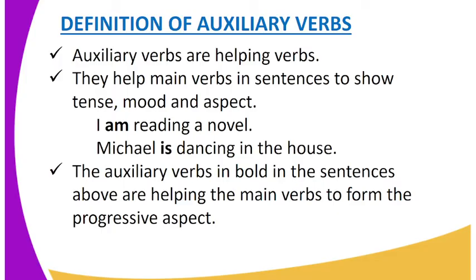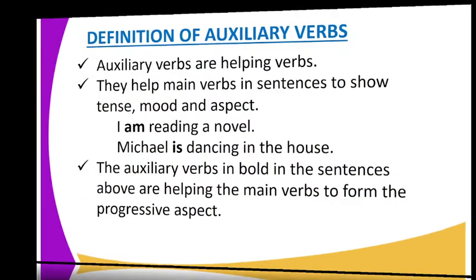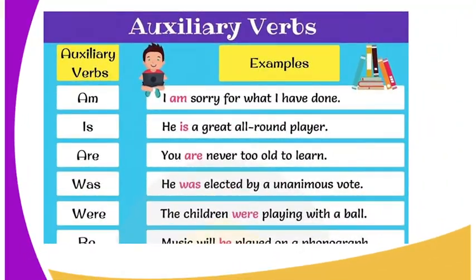Another example, we have Michael is dancing in the house. So we have two verbs there. The first one is is, and then we have dancing. Dancing is our main verb, and is is an auxiliary or helping verb. So it is helping the word dancing to show its tense. The auxiliary verbs just help the main verb to give meaning in the sentence.